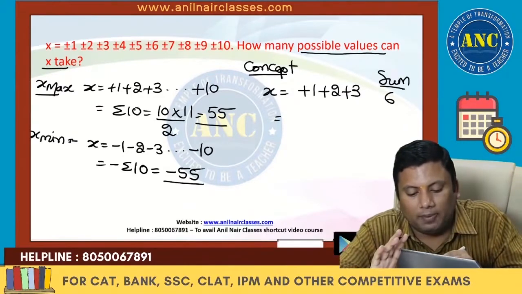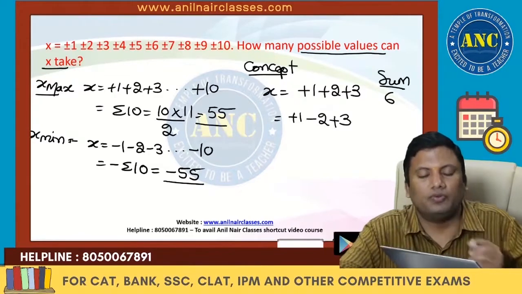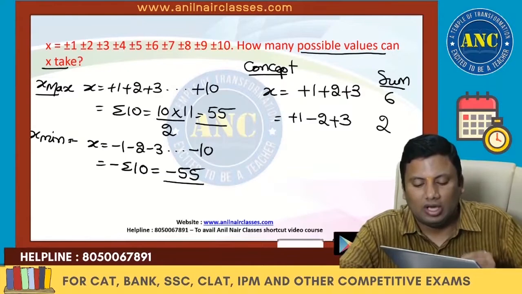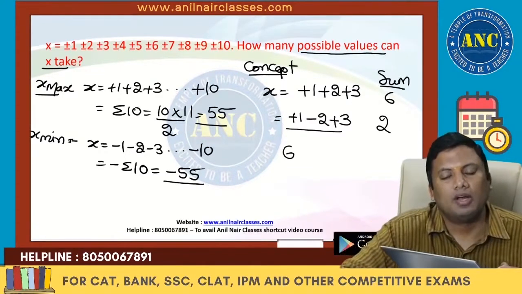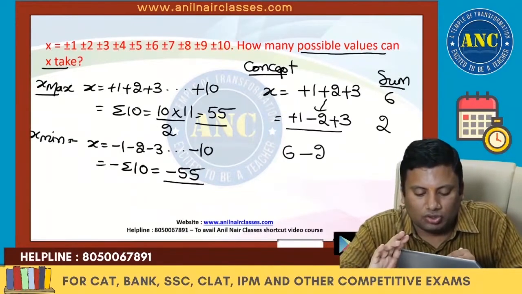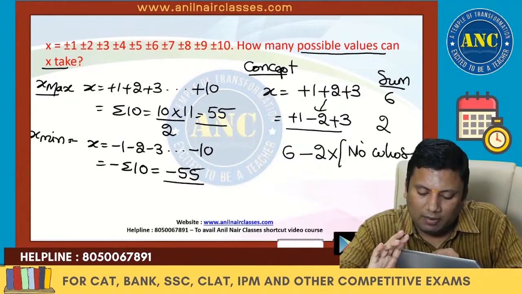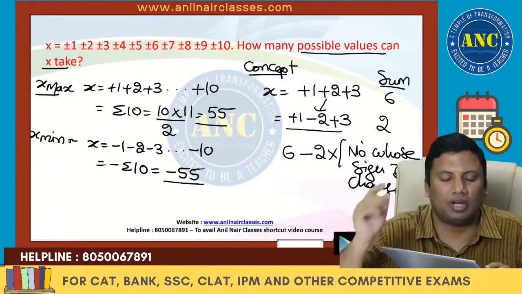Let me replace plus 2 with minus 2. 1 plus 3 minus 2, the sum is nothing but 2. If you observe closely, this is the same sum where all are positive, but 2 became minus 2. So the drop is 2 into the number whose sign is changed. Obviously 2 becoming minus 2 means the drop is 4 only, right?